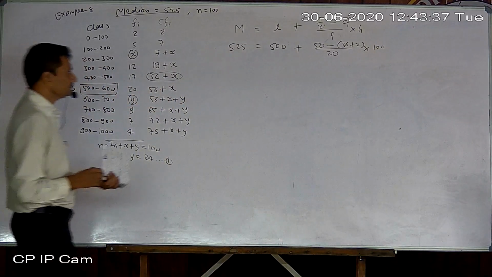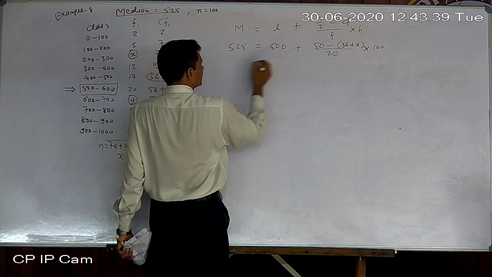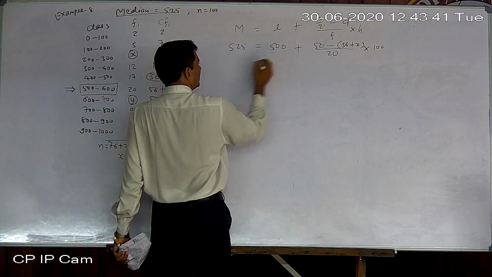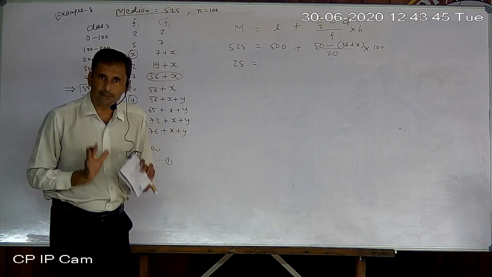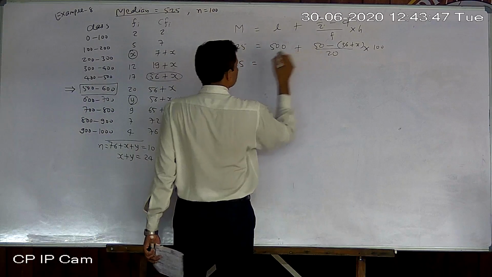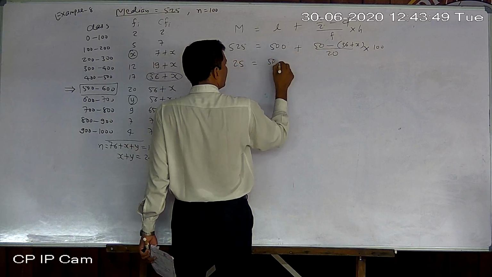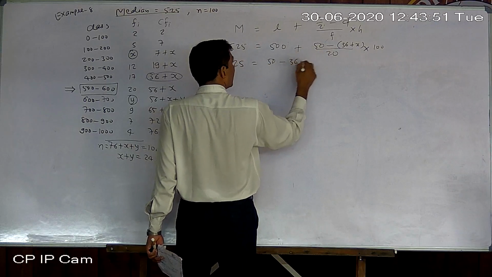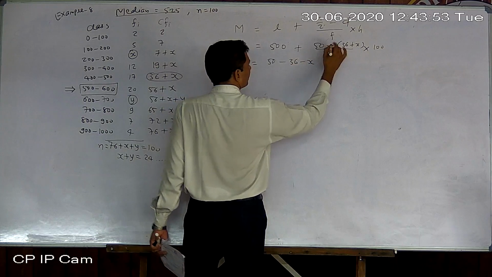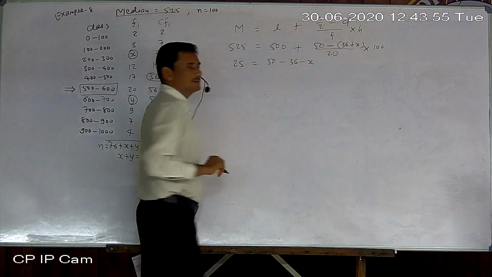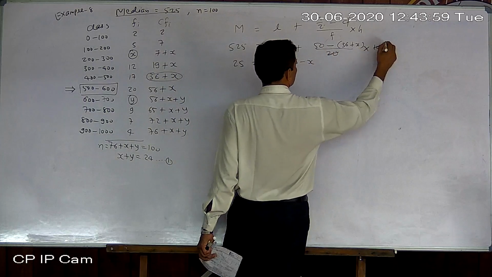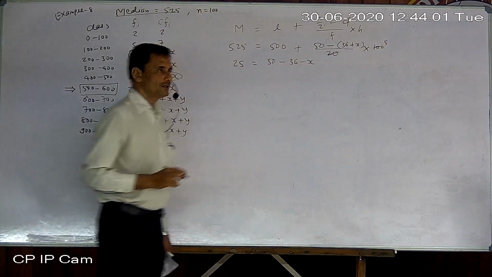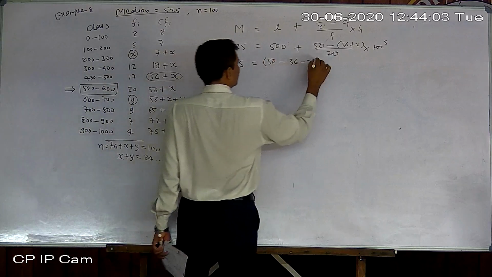Now, simplify. First of all, this goes here. So 525 minus 500 will become 25 only. Now, this is 50 minus 36 minus x. Keep in mind, plus and minus, minus both terms. And if you want, you can cancel this one also. 25 upon 100 is, so write down here, 5.